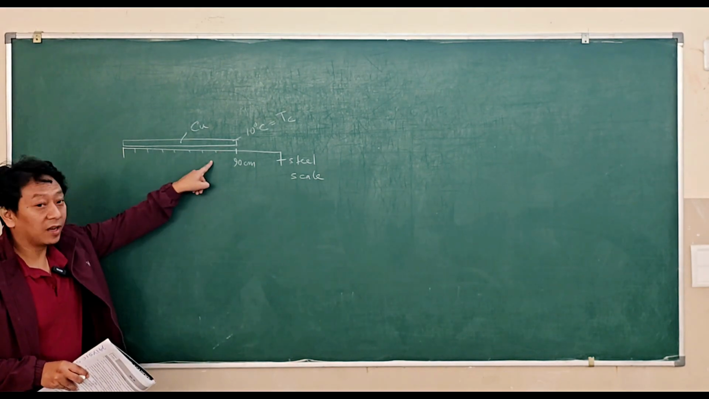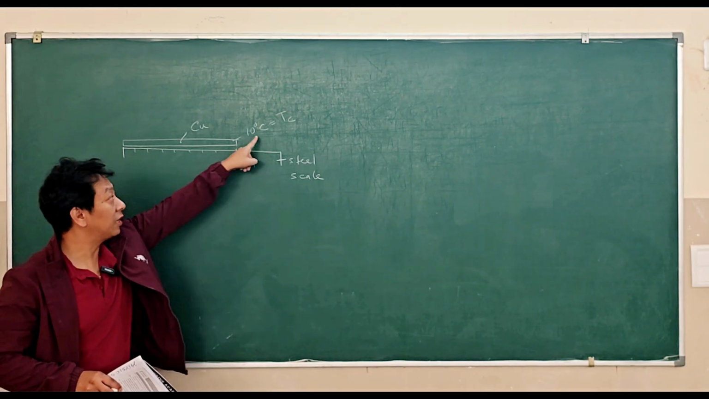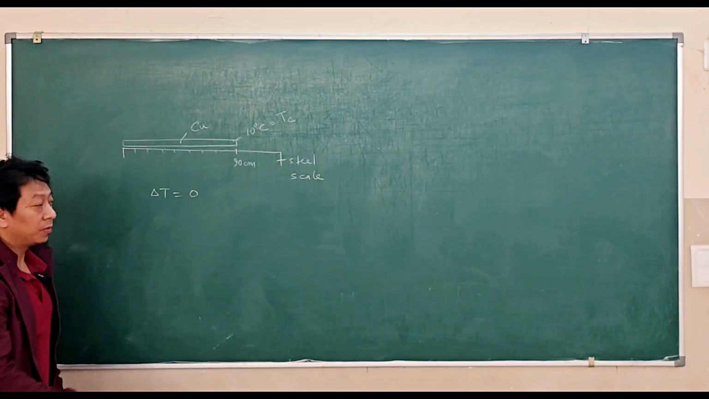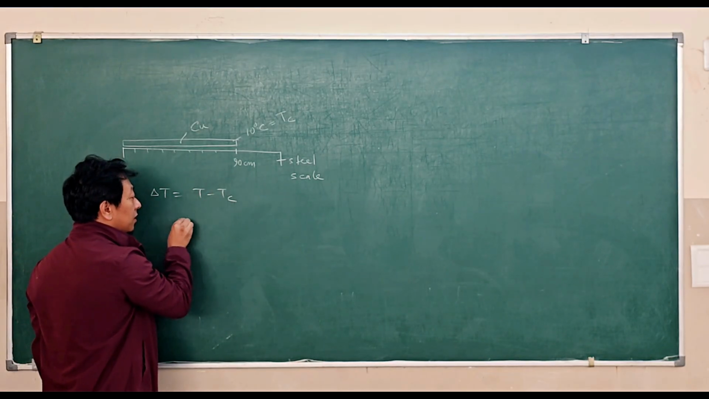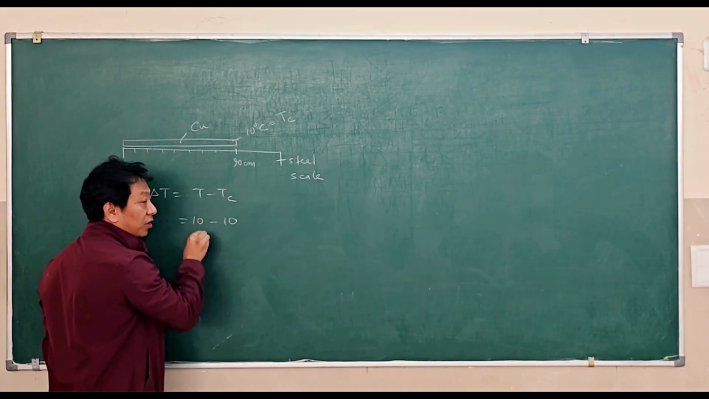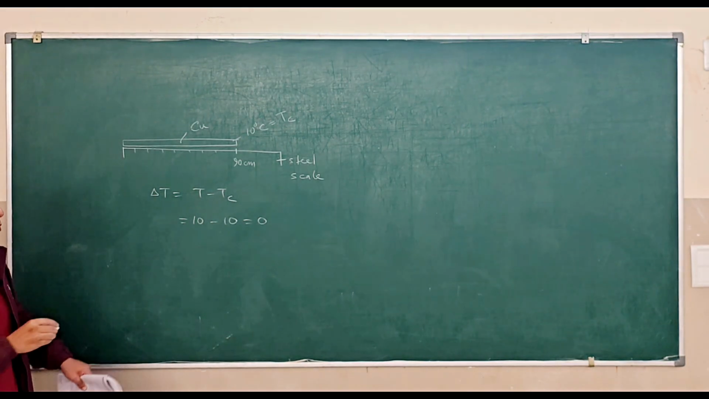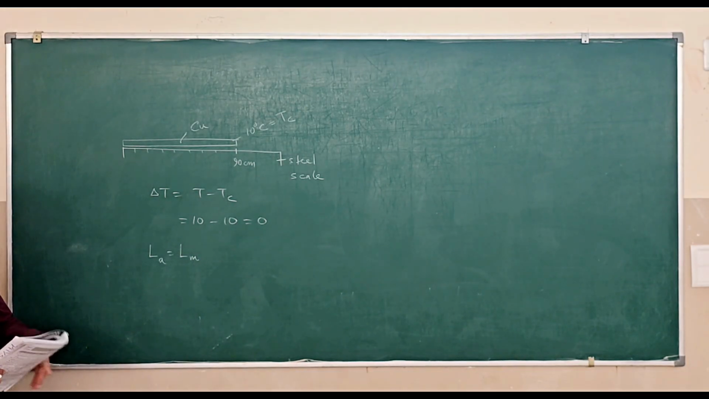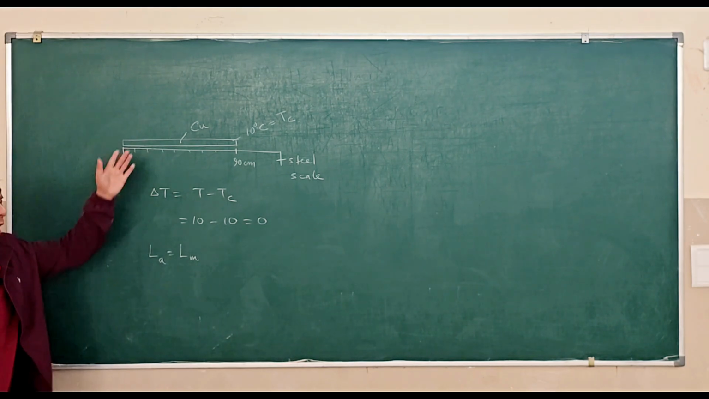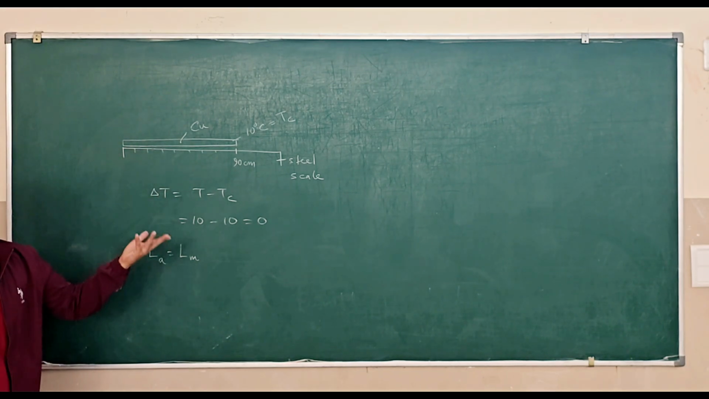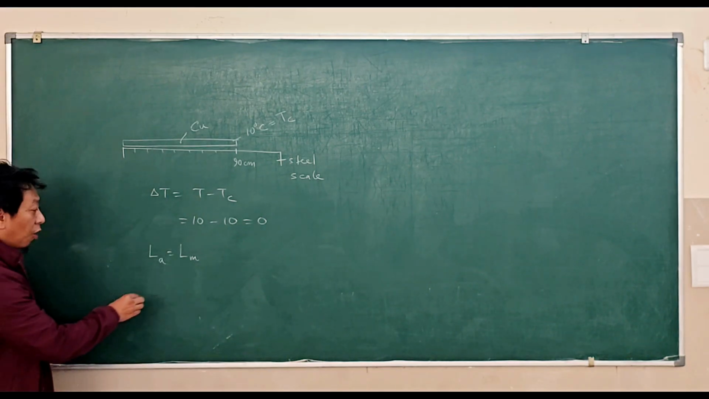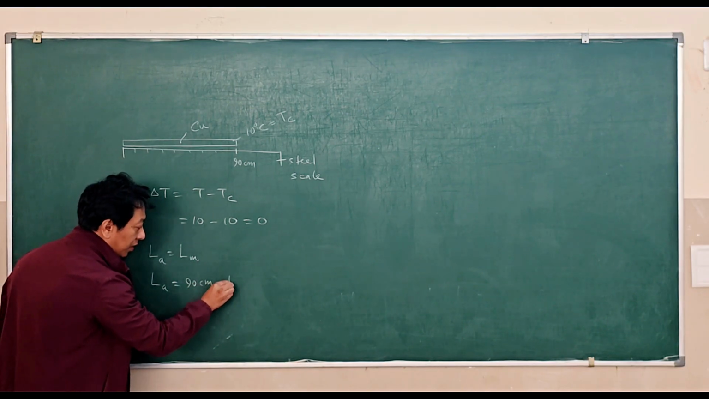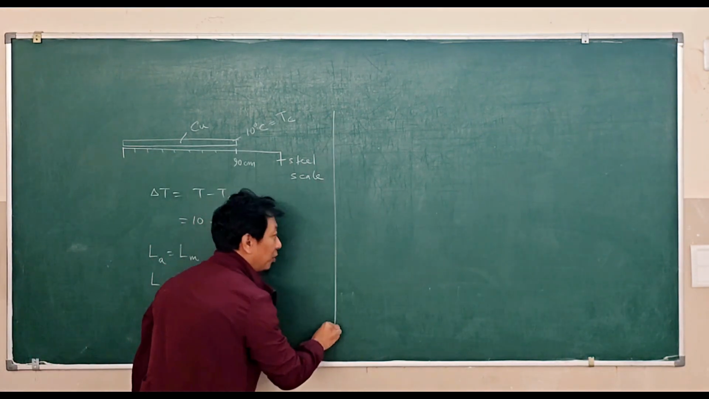Now since here the measurement was done at calibration temperature itself, in this case what is delta T? 0. Because delta T is T minus Tc. You are measuring at 10 degree, calibration is also 10 degree, so 0. Delta T 0 means L actual will be same as L measured. All this is happening at what temperature? 10 degree Celsius. How much measured length they told? 90. So what will be L actual? 90. This is at 10 degree.